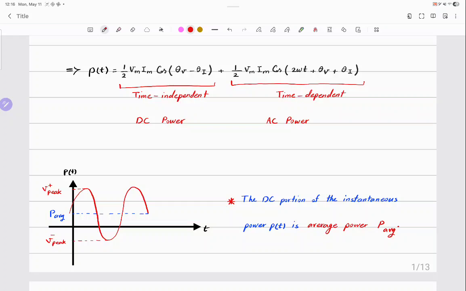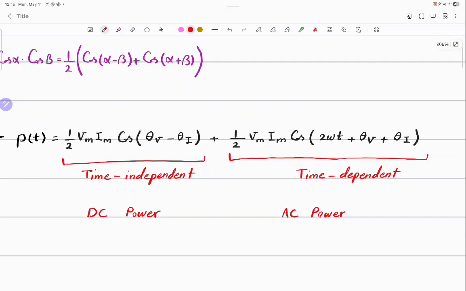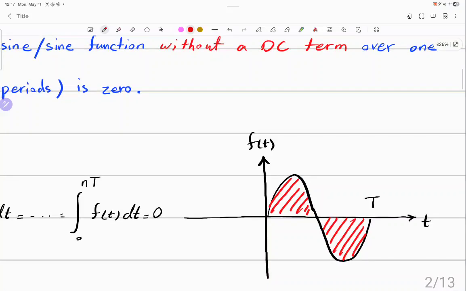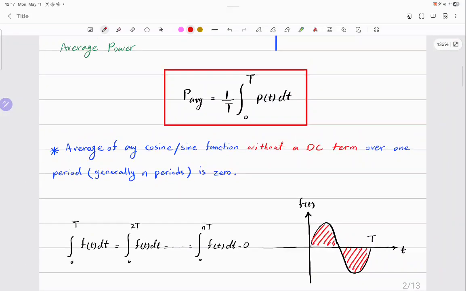I'm going to ask this one more time. Which term is contributing to the average? Only the first term. So let me ask this question in another form. What is the average of the second term? 0. In fact, if you just look at here, I will talk about it in a moment, but the average of any cosine or sine function that doesn't have a DC portion over one period is equal to 0. Over 2 periods, again, 3 periods, n periods, it is equal to 0. Okay? I'm going to come back to this.